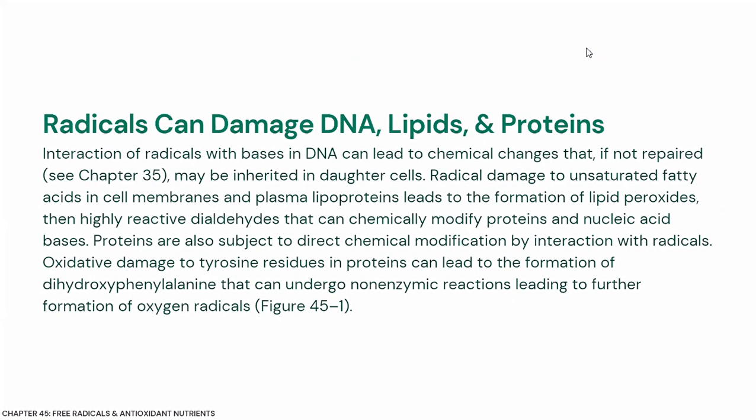Radicals can damage DNA, lipids, and proteins. That was mentioned earlier. Okay. Interaction of radicals with bases. The bases in your DNA or RNA or nucleic acids are either a purine or pyrimidine. Your purines, there are two, adenine and guanine, and pyrimidines, you have cytosine, uracil, and thymine.